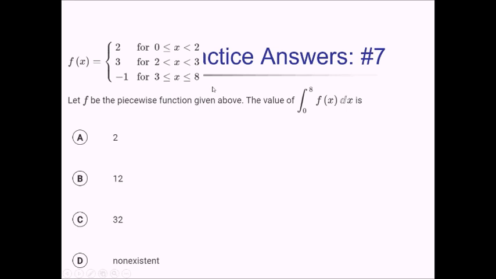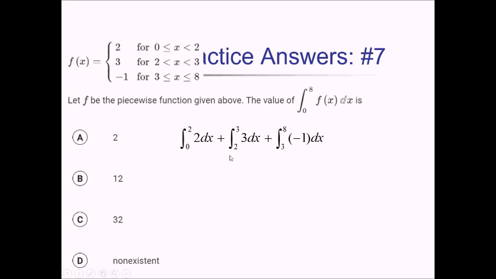There's no infinite discontinuities, no asymptotes on here, so we don't have to worry about discontinuities. What we do need to do, however, is split up this integral. So I'm going to have the integral from 0 to 2 of 2 dx. That's my first rule there. To that, I'm going to add the integral from 2 to 3 of 3 dx. And finally, I'm adding the integral from 3 to 8 of negative 1 dx.